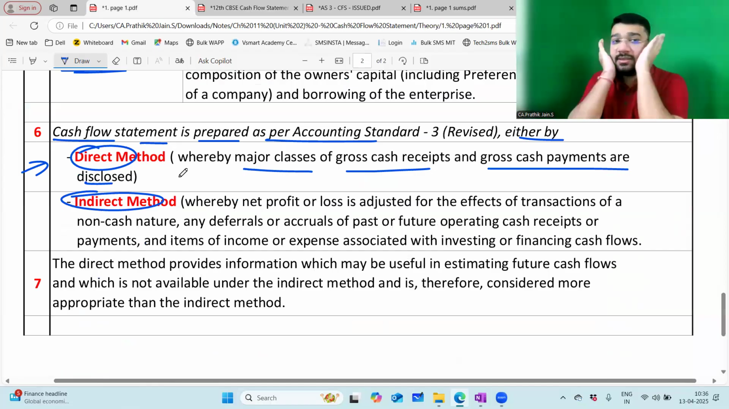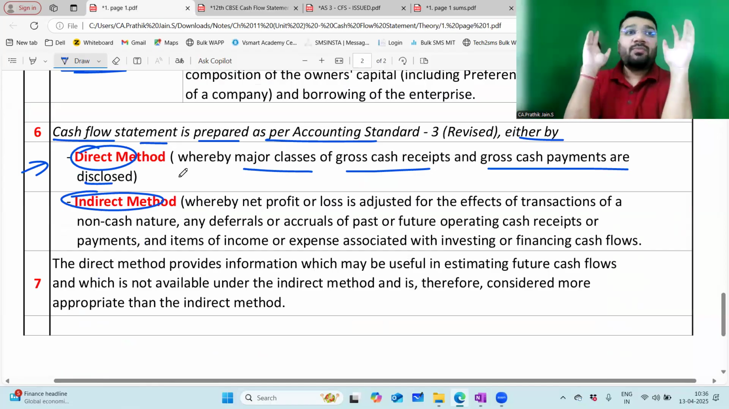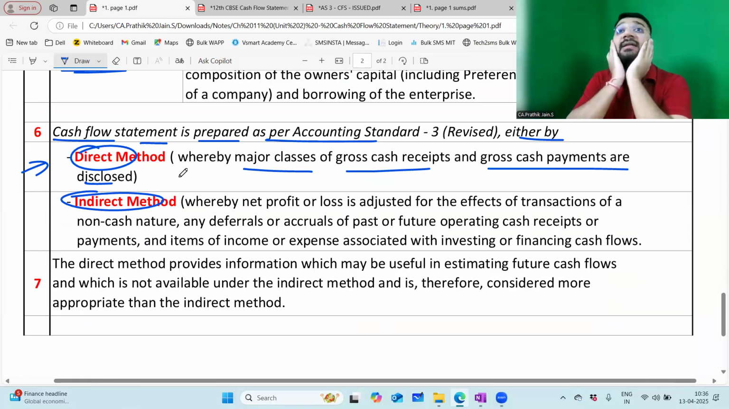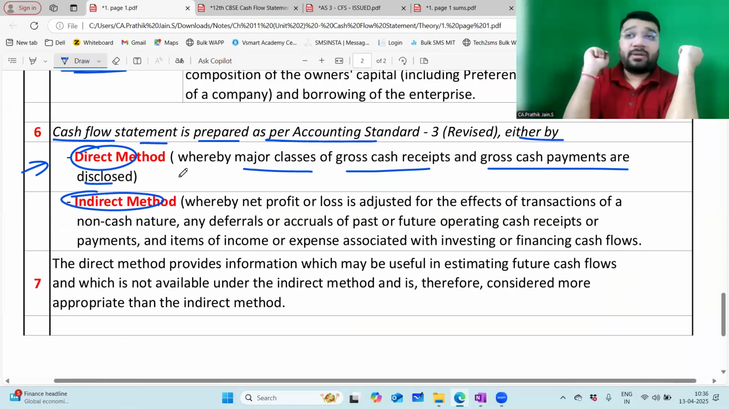Now the question is, sir, as you said, direct method is more lucrative, more understandable. Then why is industry not preferring to prepare the cash flow statement under direct method? Why are they going for indirect method?